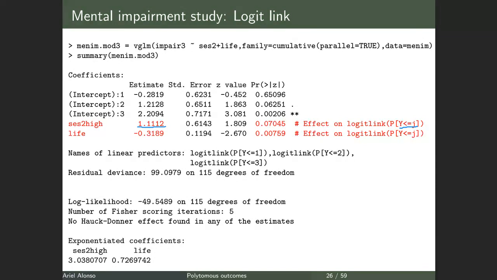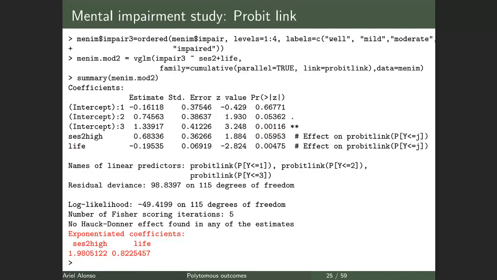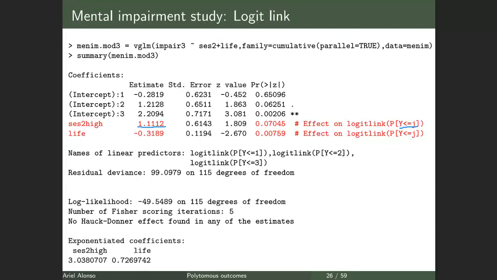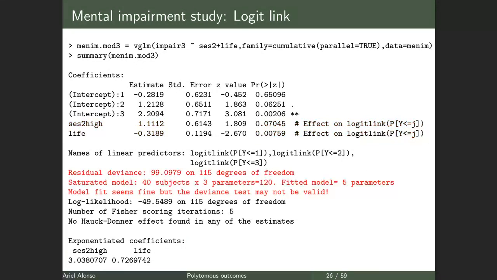So in the previous model, we were considering the probit link for the probabilities, whereas now we are considering the logit link for the probabilities. Okay, so it's not the same model, we are using a different link. Here again, you have the residual deviance, and you see the deviance obviously changes a little bit because you're using a different model. The degrees of freedom stay the same, 115.